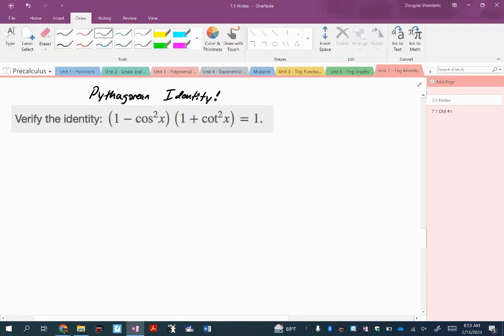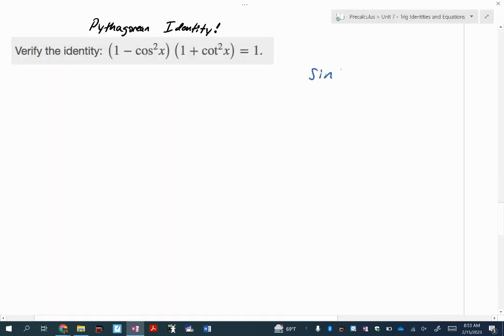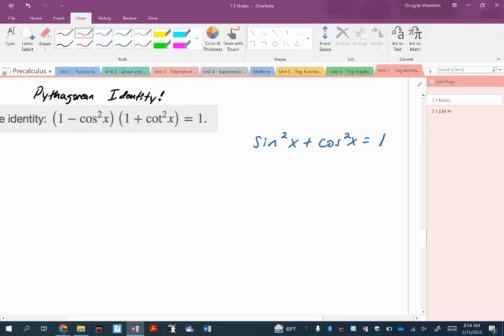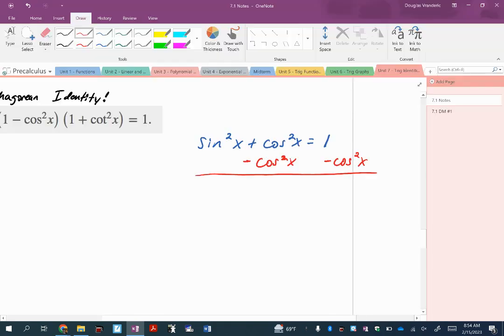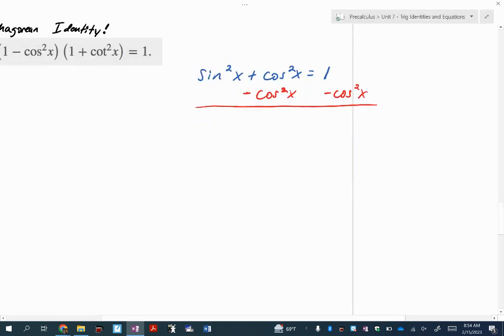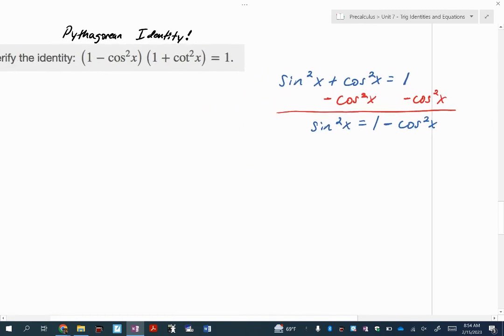So let's change colors to show you the work I'm going to do. One of the Pythagorean identities is sine squared x plus cosine squared x equals 1. Okay, so I want to get the cosine squared x to be on the same side as 1 with some algebra. So I'm going to subtract cosine squared x from both sides. And when I do, I'm left with sine squared x equals 1 minus cosine squared x, which if you look, that is what I have.